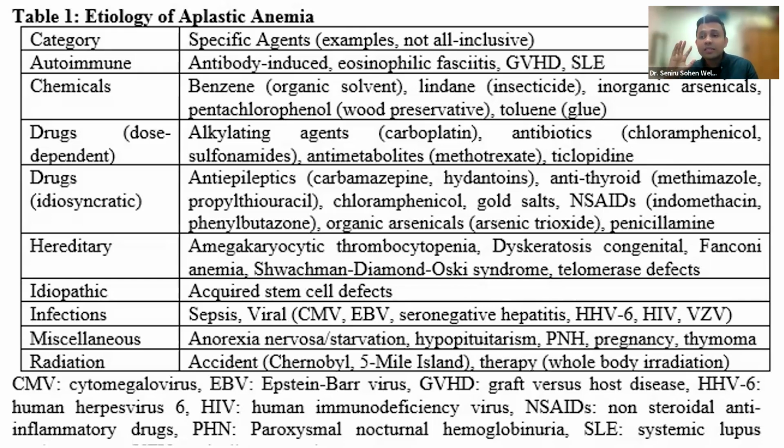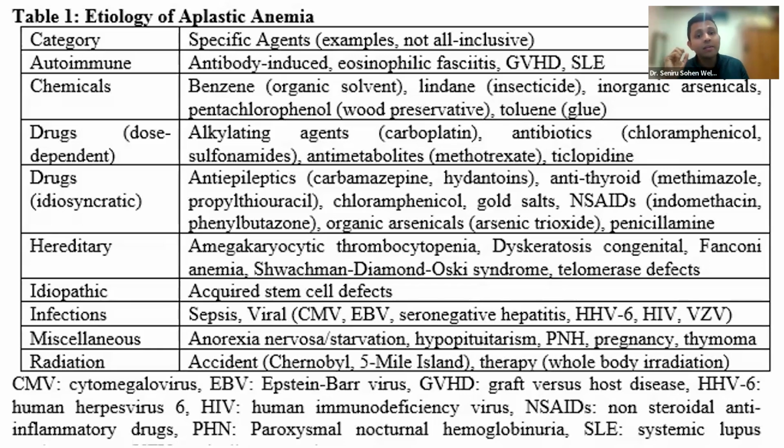Most cases of aplastic anemia are due to acquired causes, but there could be some hereditary or inherited causes of aplastic anemia. So here are the etiologies of aplastic anemia that I have listed. It can be autoimmune causes, which are antibody mediated, like graft versus host disease, or in patients with SLE. Then it could be due to chemicals, which can be insecticides, toluenes, and it could be due to drugs like alkylating agents, antibiotics like chloramphenicol or sulfonamide, and drugs like methotrexate, which can be dose dependent. So the higher the dose, the higher the risk of aplastic anemia.